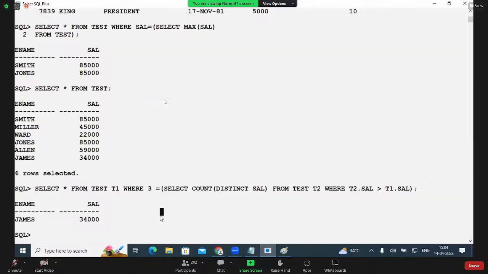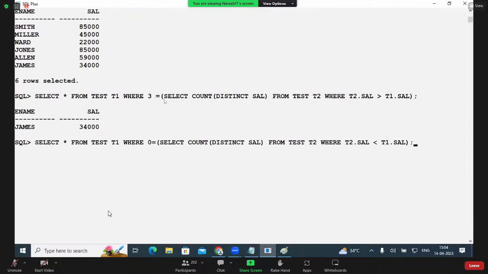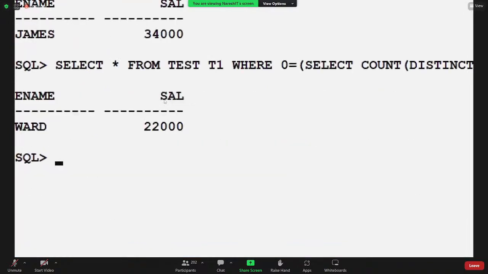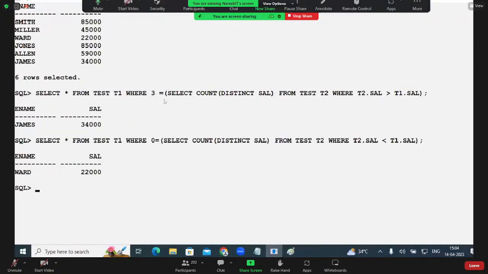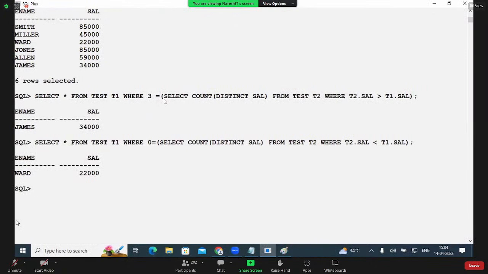So now just come back and see. What is my first lowest salary? 22,000. Okay? So here also it is the same thing, comparison. Now this time the comparison is what? Less than symbol, right. Write down below.